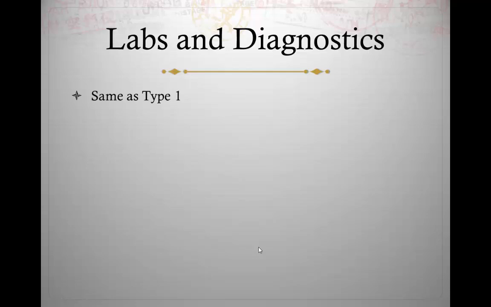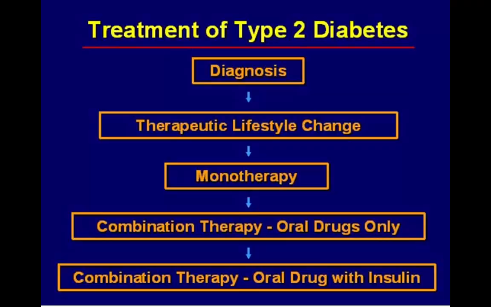So the laboratories and diagnostic evaluations are exactly the same, so we're not going to discuss that. So now, how do you start treatment with diabetes? You could do like type 1. Of course, you're going to do lifestyle modifications, right? You could do monotherapy, you could do combination therapy of oral drugs only, or you could do combination therapy with oral drugs and insulin.